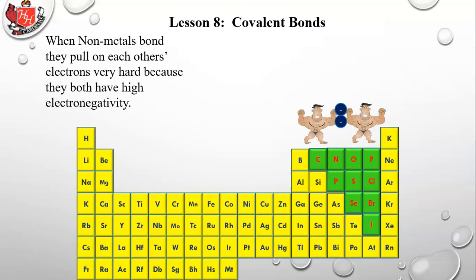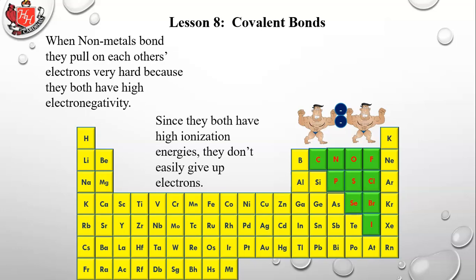When nonmetals bond, they pull on each other's electrons very hard because they both have high electronegativity. Look at those elements over there in green. Those are the nonmetals. And we know that the upper right-hand corner of the periodic table has high electronegativity. They really like to pull in electrons from the outside, that is to say, electrons that belong to other atoms. Since both have high ionization energies, they don't easily give up electrons. So these elements like to pull in outside electrons, but they're very strong about holding on to their own electrons.